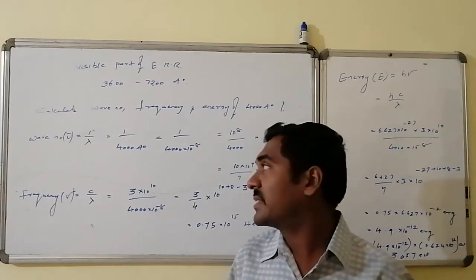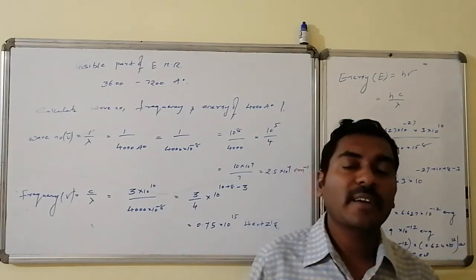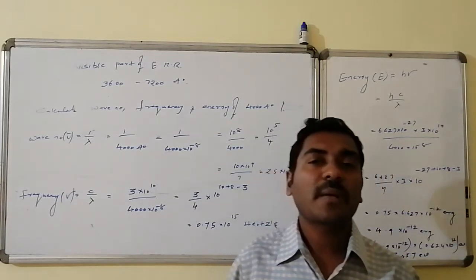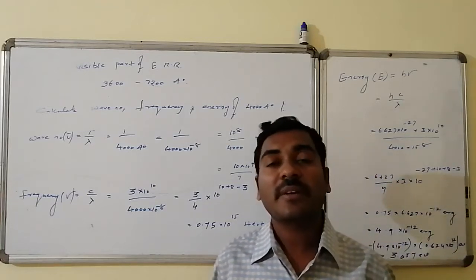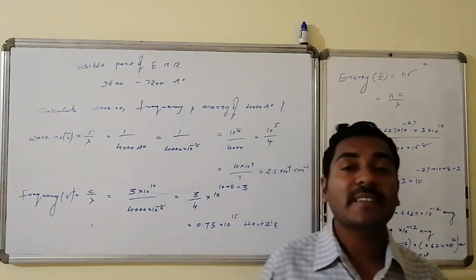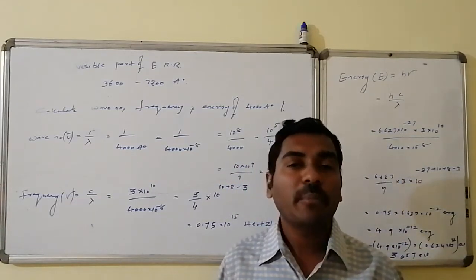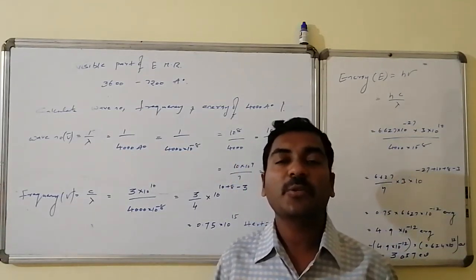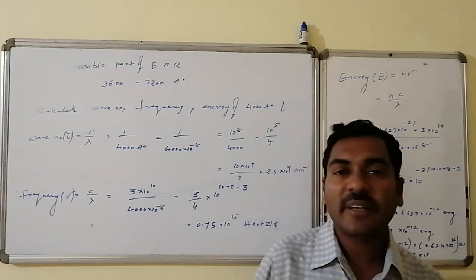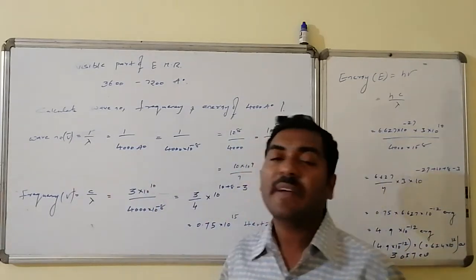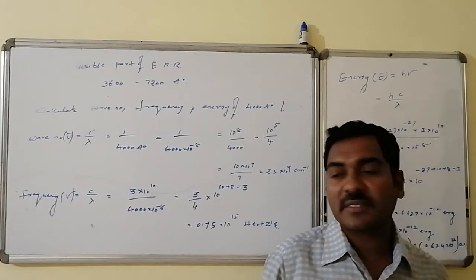of wavelengths are present. Now you are asked to calculate, for 4000 Armstrong units, the related wave number, frequency as well as energy in all varieties of units. See, wave number can be given by mu bar is equal to 1 by lambda. Here lambda value is 4000 Armstrong units.